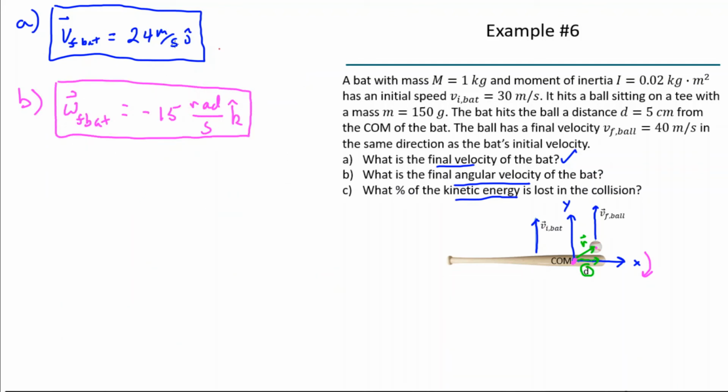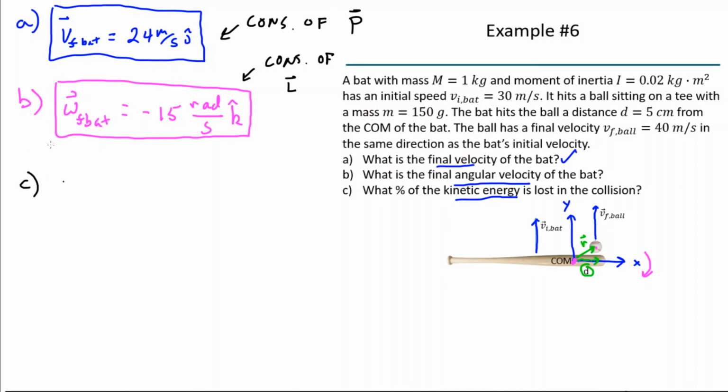So we used conservation of linear momentum, that is, we used conservation of p, to find the final velocity of the bat. We used conservation of angular momentum, conservation of L, to find the final angular velocity of the bat. And now we're going to find out how much kinetic energy is lost in the collision.